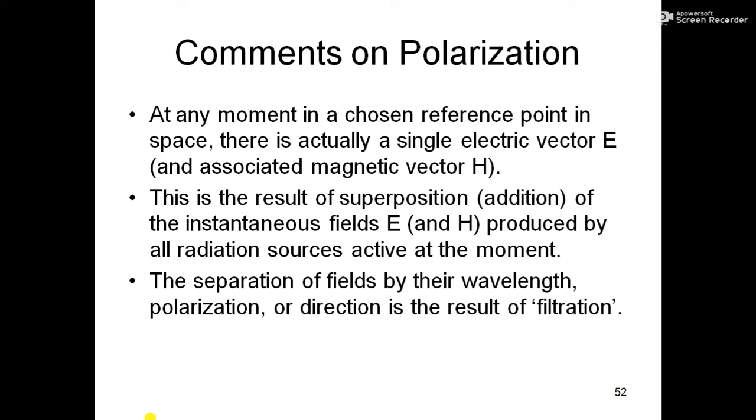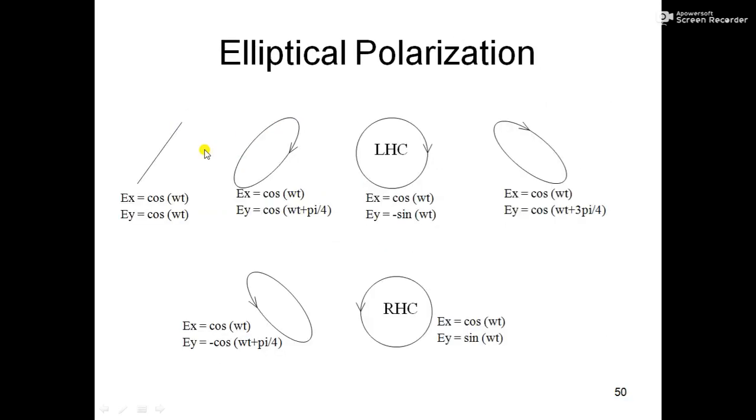So this is all about polarization. Convention on polarization: at any moment at the chosen reference point in space, there is actually a single electric vector E and an associated magnetic vector H. This is the result of superposition or addition of the instantaneous fields E and H produced by all radiation sources active at that moment. The separation of fields by their wavelength or polarization or direction is the result of filtration. So this is about why the polarization happens.